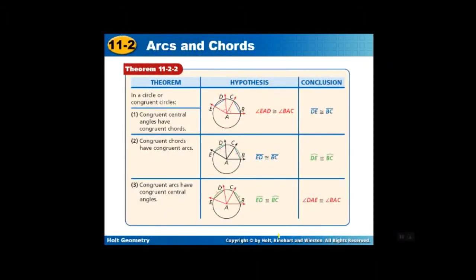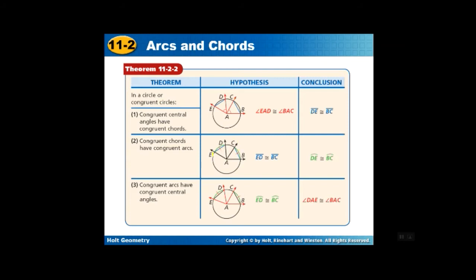So the theorems that we will apply in order to solve the problems later: if we have two congruent central angles, then the two chords in front of these two central angles are also congruent. If angle EAD is congruent to angle BAC, then the chords are congruent. Chord DE is congruent to the chord BC.